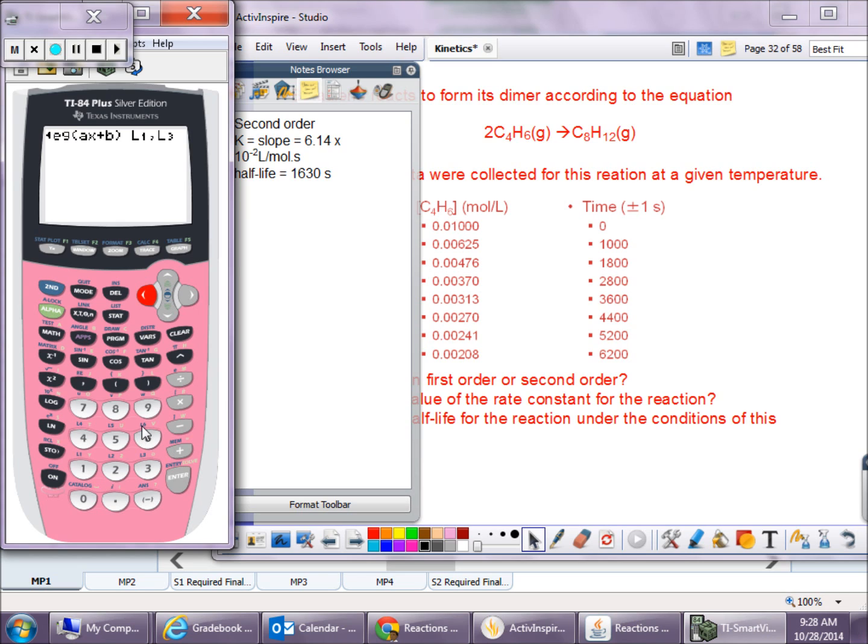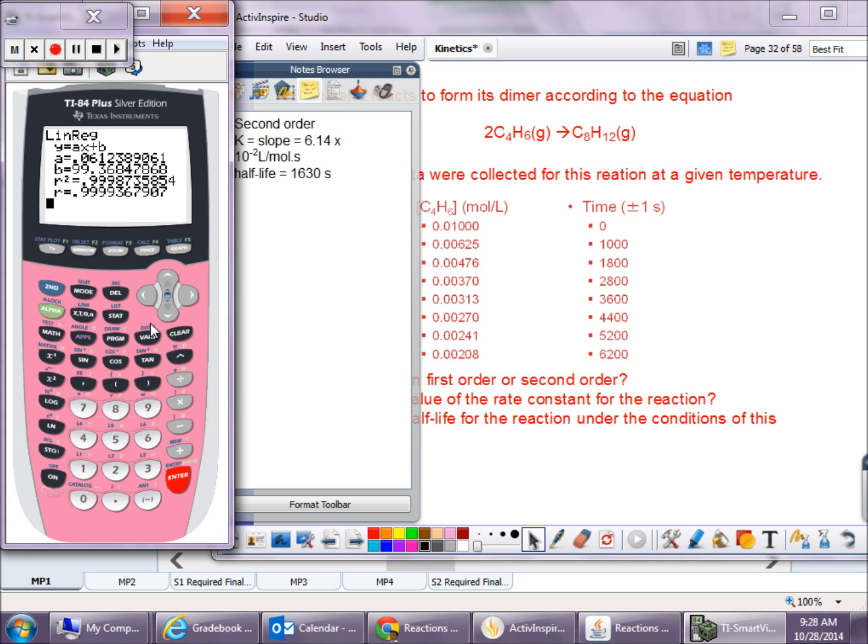We will go back and replace L3 by L4, but put a comma, do VARS, Y-VARS, number 1 should be function, press enter. Enter. So we have our Y1. Let's do enter again. This is 0.999. So this is definitely a second order. It is a second order reaction.